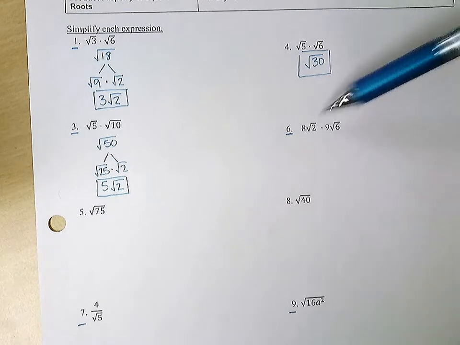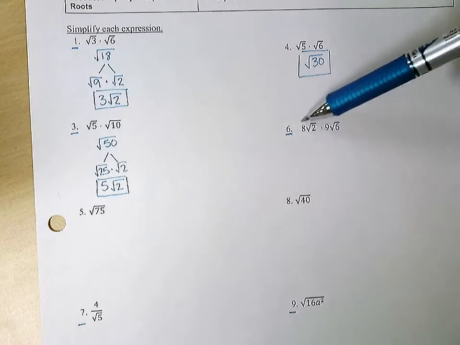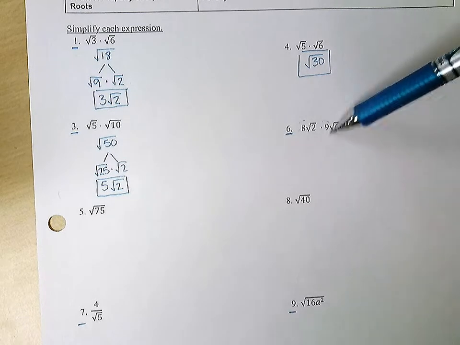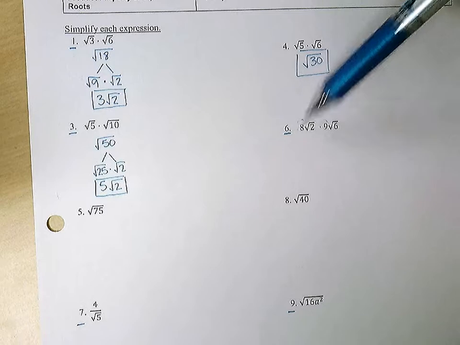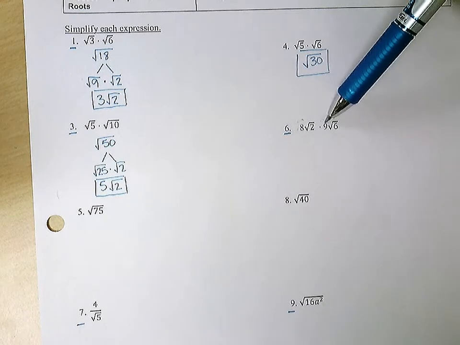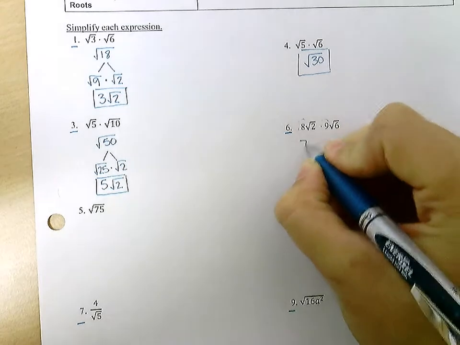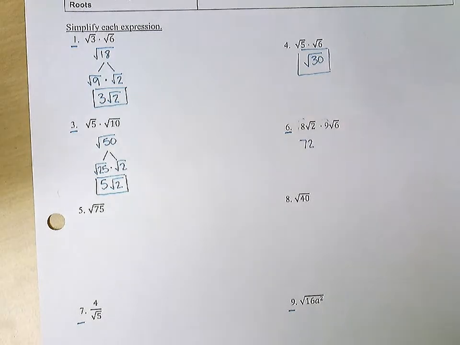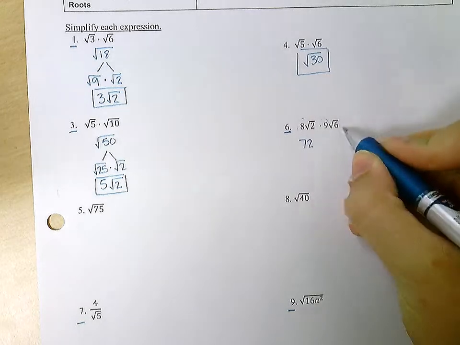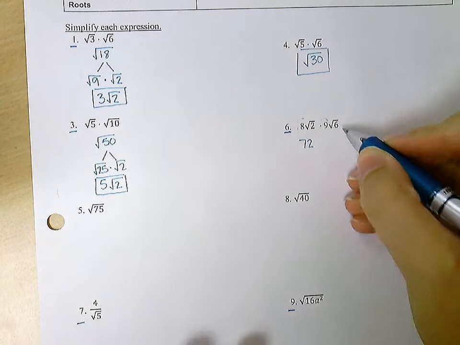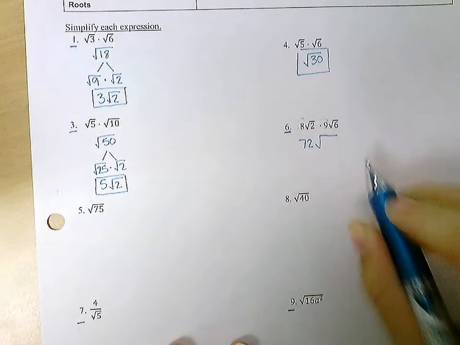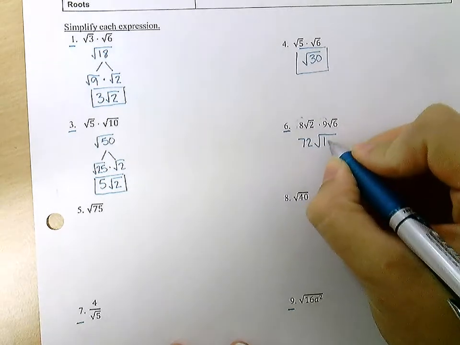All right, looking at 6, this one's a little bit different. You have constants on the outside of your root this time. So when you have those, you do just multiply those together. So I can take 8 times 9 to get 72. And then I can multiply again my radicand inside that root together. So 2 times 6 is 12.